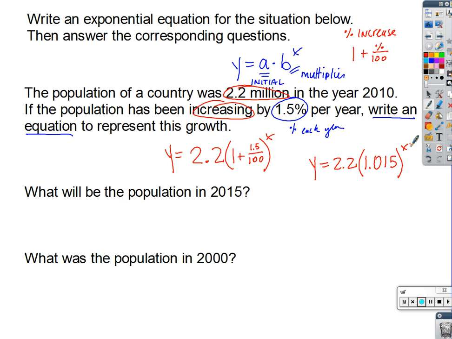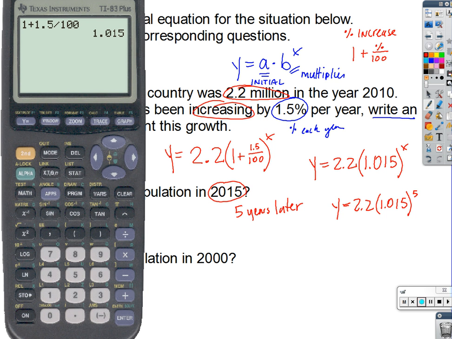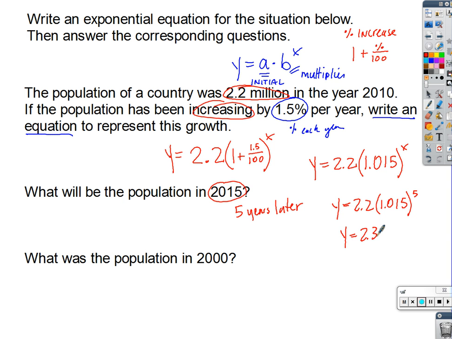What will the population be in 2015? Well, 2015 is 5 years later. So we substitute 5 for x, so y equals 2.2 times 1.015 to the 5th power. You're going to need a calculator for that. So we have 2.2 and then 1.015. Make sure you use the caret key, okay, and that's to the 5th power. So our population is going to be 2.37, but remember that that is 2.37 million people. Okay, 2.37 million people.